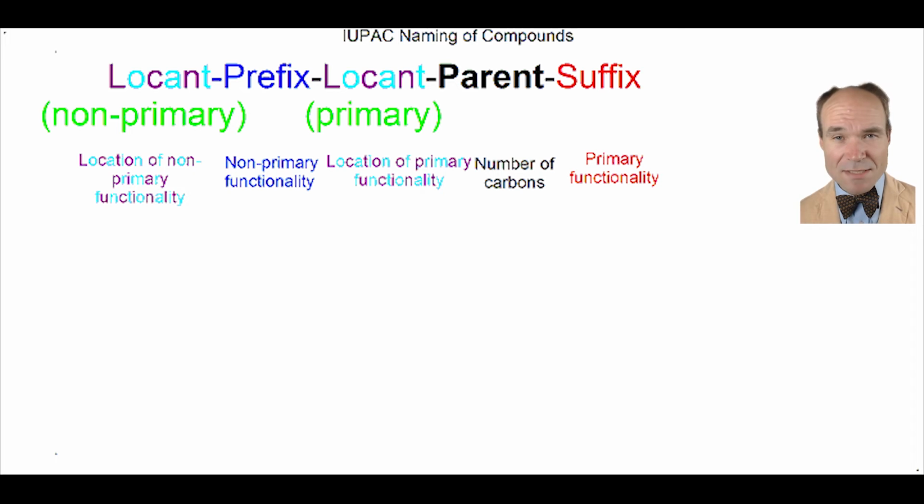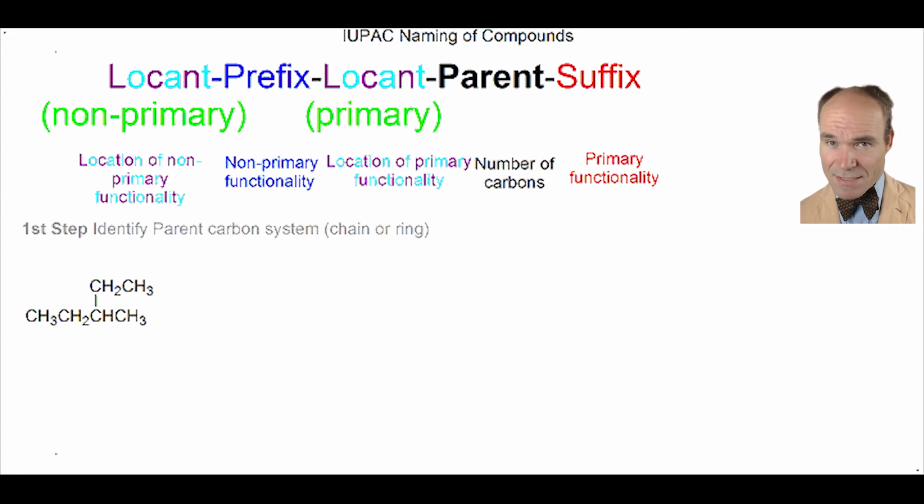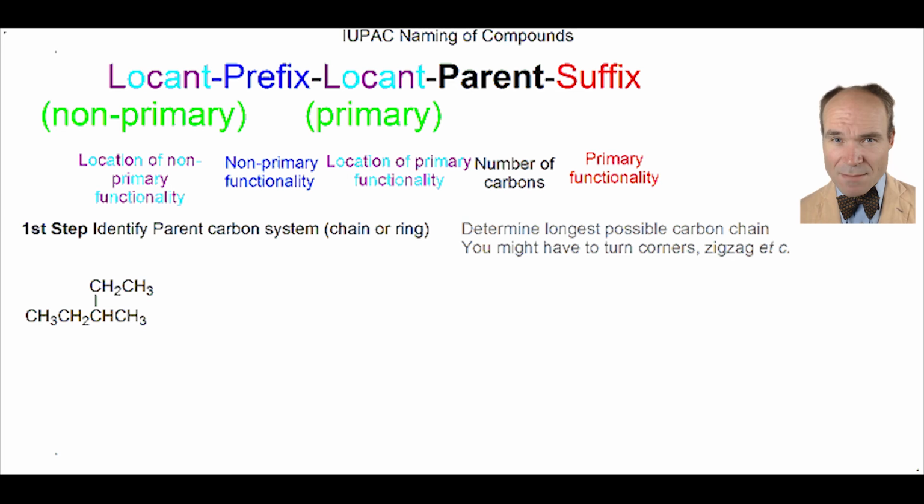Okay, let's look at some examples. Now, here is a molecule. The first thing we want to do is to work out the parent section. So in this case, it's a chain. What is the longest number of carbons uninterrupted by another atom? I can see 4. Oh, there's a 5. 5 is the longest here. So 5 carbons is the parent chain.